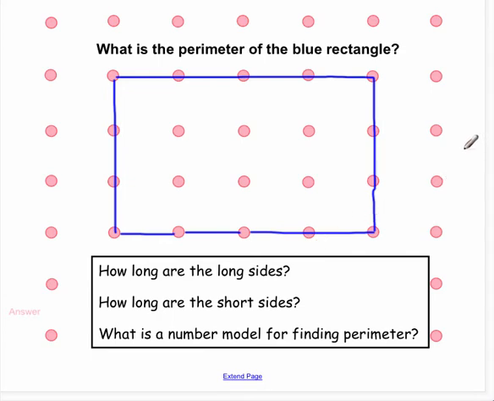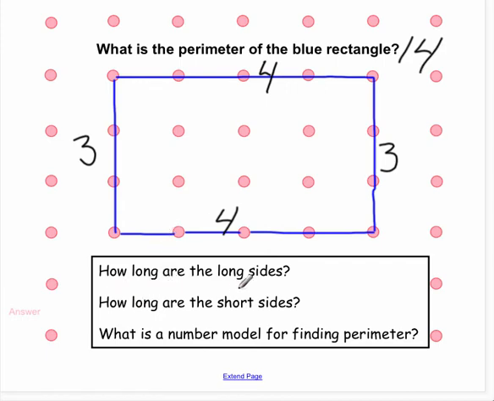Okay, what is the perimeter of the blue rectangle? How long are the long sides? How long are the short sides? And what is a number model for finding perimeter? Let's give this a try. We're going to first label our sides again. 1, 2, 3, 4. This side would be 4. 1, 2, 3. 1, 2, 3, 4. 1, 2, 3. Question says, what is the perimeter? 4 plus 4 is 8, plus 3 more would be 11, plus 3 more would be 14. That answers the first question.